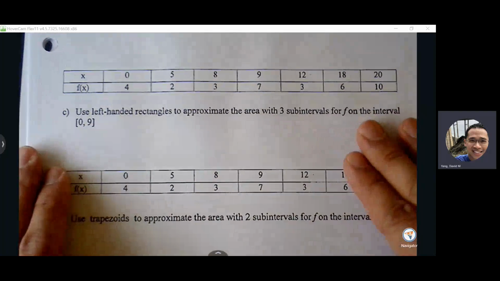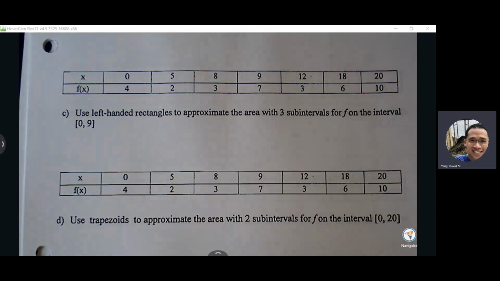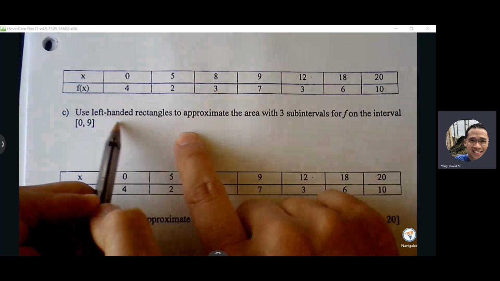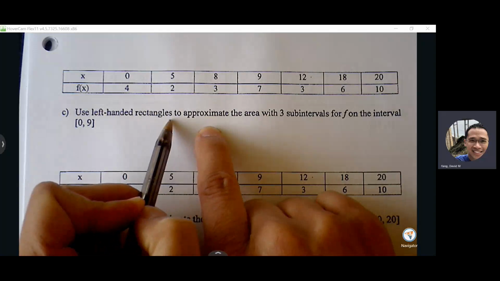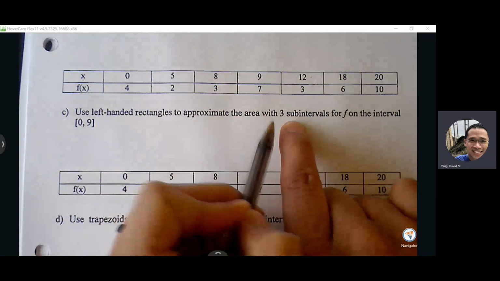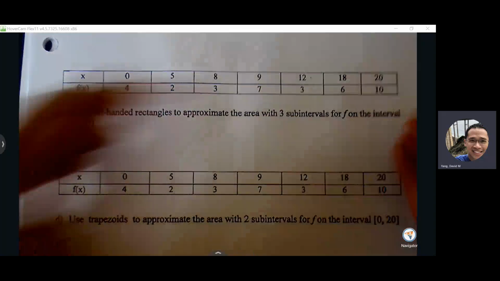So for part C, it says, oops, my bad, page 5. So for C, I'm going to use the table above, and for D, I'm going to use the table above. For part C, it says use left-handed rectangles to approximate the area with 3 subintervals from 0 to 9. Okay, so we talked about how rectangles is going to be width times height. We want 3 subintervals, but again, with table of values, we never want to do this.